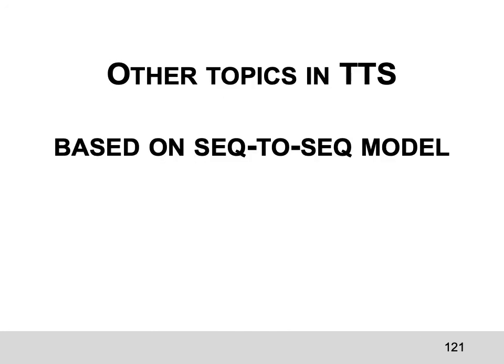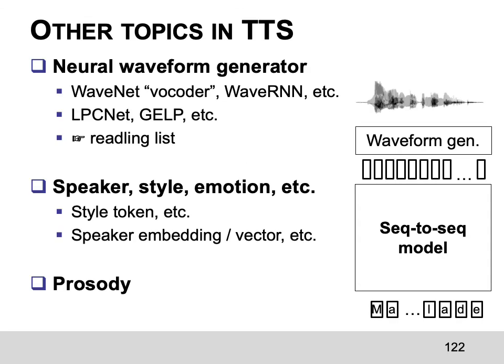Before we end this tutorial, let me briefly mention other research topics based on the sequence-to-sequence TTS models. The first topic is the neural waveform models that have been used in many sequence-to-sequence models. Due to the limited time, I cannot explain the neural waveform models, but you can find reference papers in the reading list. Another topic is the speaker, style, and emotion modeling in the sequence-to-sequence models. Prosody is also a hot topic in sequence-to-sequence modeling.